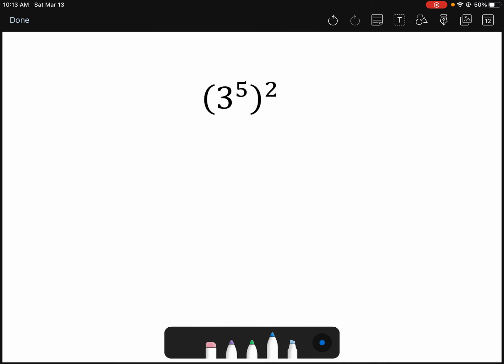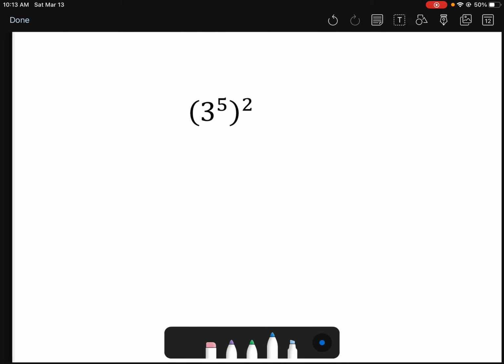Jumping all the way down to here. I have 3 to the 5th, squared. I'm raising a power to a power. So then my answer would be 3 to the 5 times 2, or 3 to the 10th power.